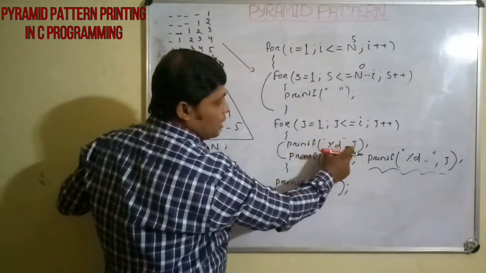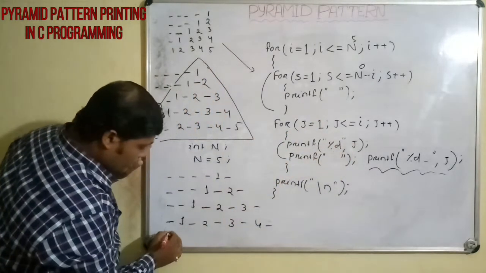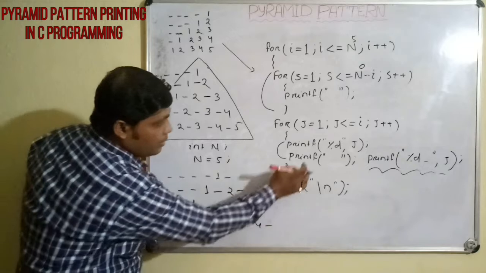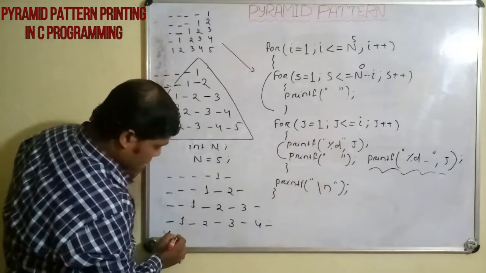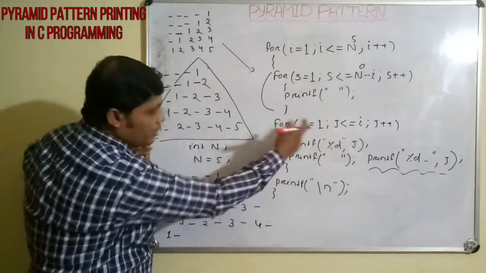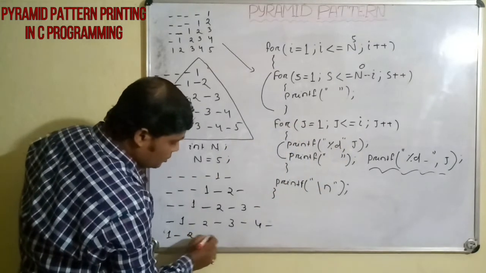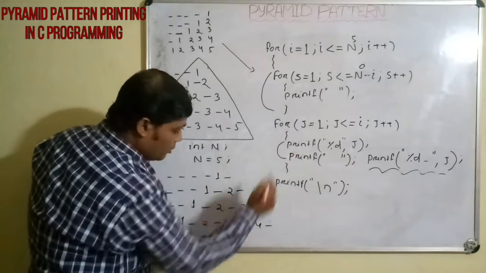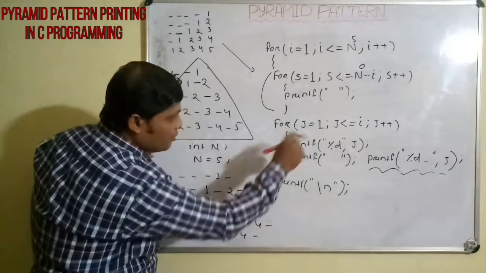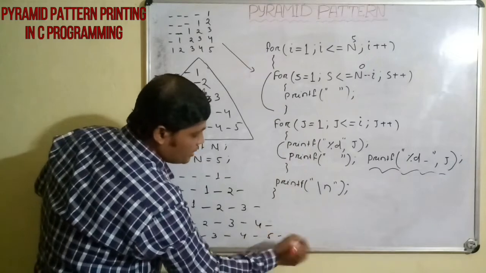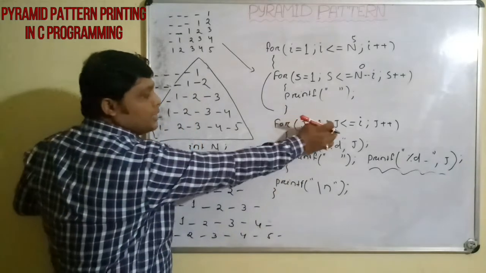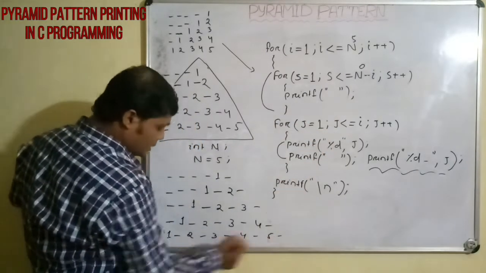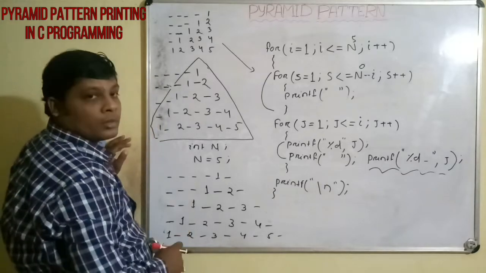So printf, when J value is 1, it will print 1. Then after printing 1, it will print 1 space. Clear? Then J value is 2, yes, it will work 2 times. For 3, it will work 3 times. For 4, it will work 4 times. For 5, it will work 5 times. When J value is 6, it will go out of this loop. Then print a backslash n and it will go to the next line.